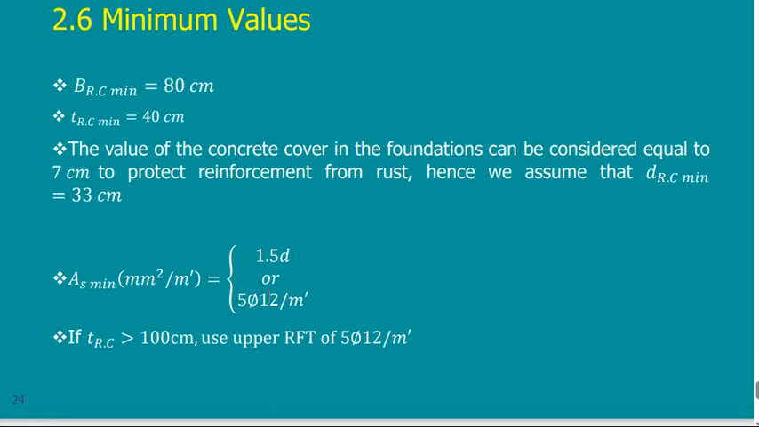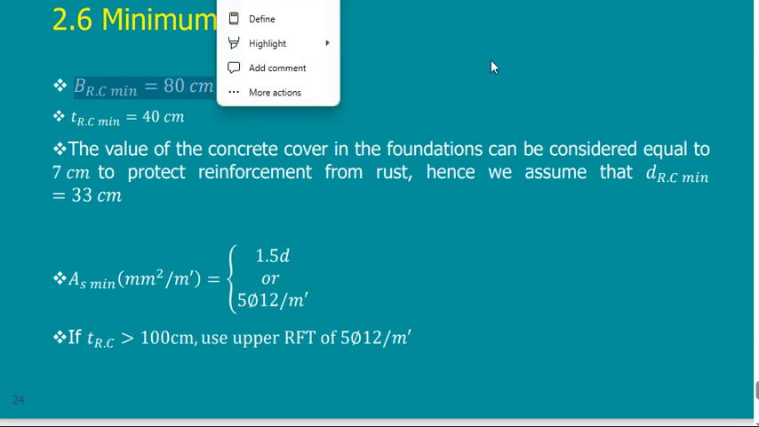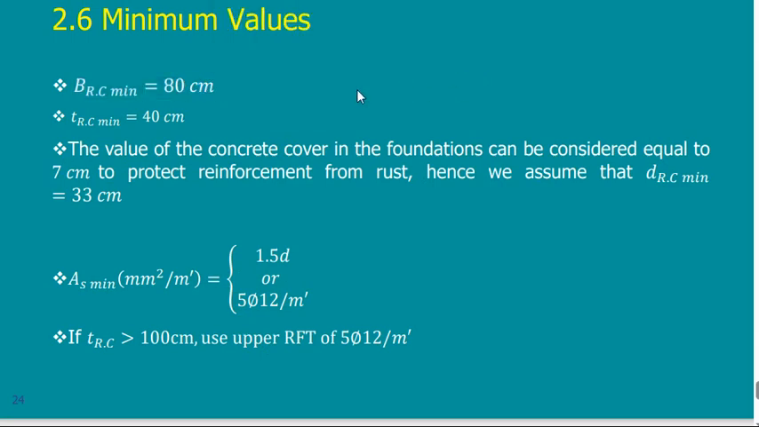These are important numbers. These are the minimum dimensions of any footing. The minimum dimension of a footing should be 80 centimeter according to the Egyptian code. It means that the minimum footing I would have is 80 by 80 centimeters. The minimum thickness is 40 centimeters. So the minimum footing is 80 by 80 by 40. This is the minimum dimensions of any footing.